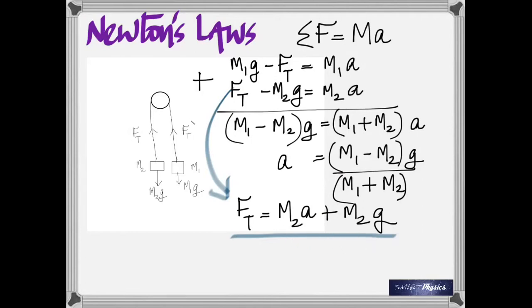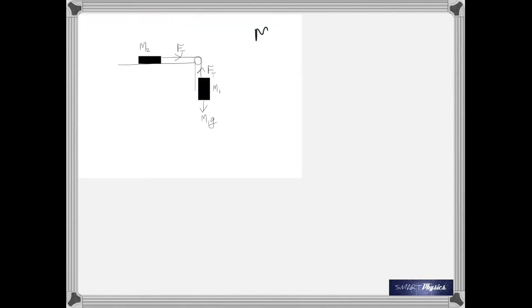I'm going to give you another example of connected systems. In this case, you have one moving horizontally, the other moving vertically. The difference here is going to be when you take this mass, it's just like before. m1g minus Ft is equal to m1a.